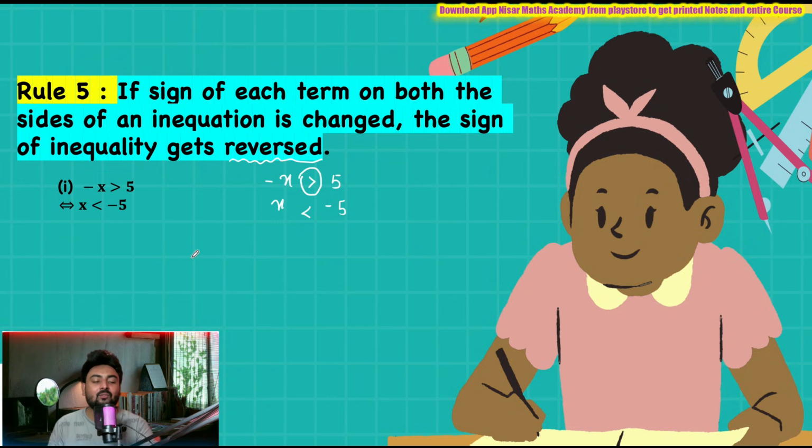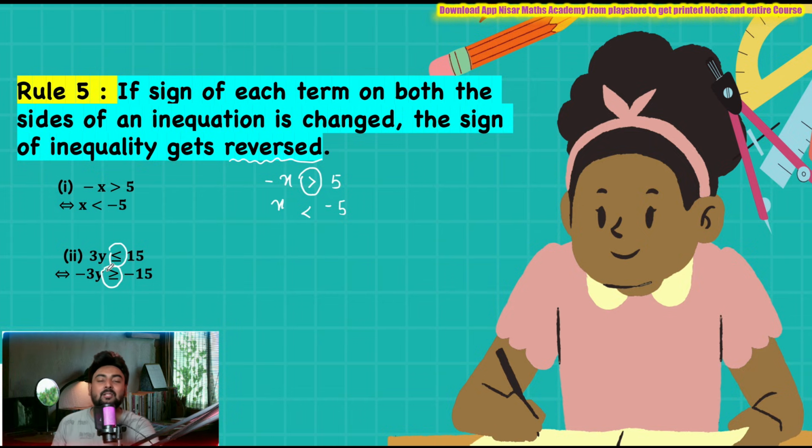Let's understand it with the help of one more example. Now you see it's 3y ≤ 15. What I'll do, I'll make both sides negative. Both sides are positive. I'll change them to negative. What will happen? I change it to the negative and this inequality gets reversed.